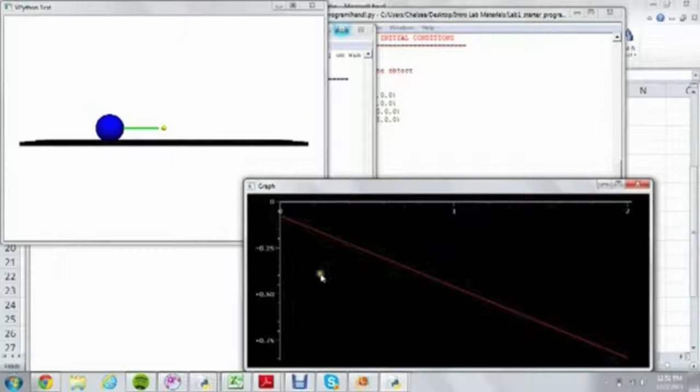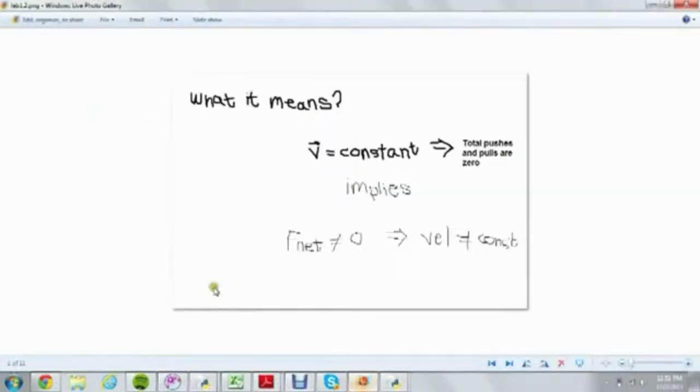Finally, what does it mean to start with the V constant we found? We start with the V constant we found by setting Fnet equal to 0, which means the total pushes and pulls are 0, and we got a good fit. This results in that if Fnet is not 0, then the velocity would not be constant. That is, the object would speed up or slow down or change directions.